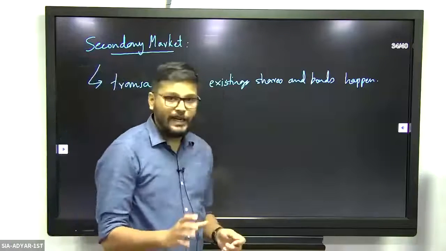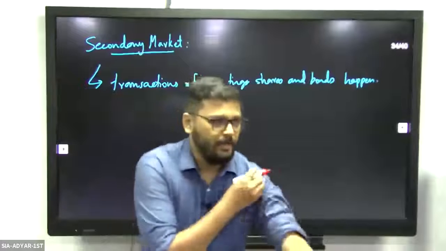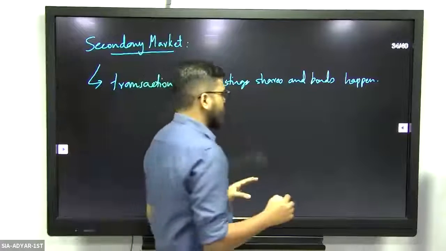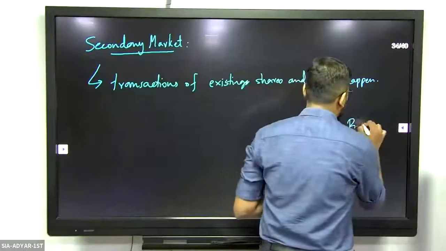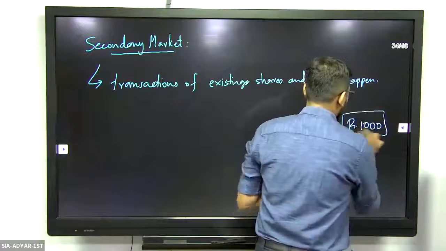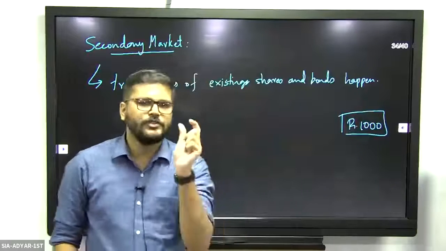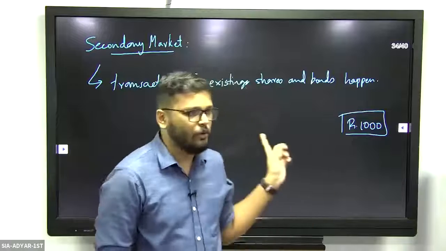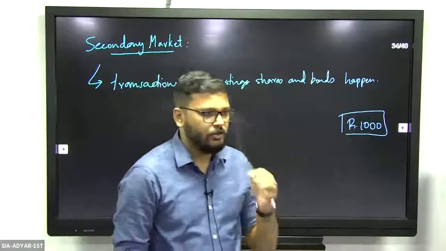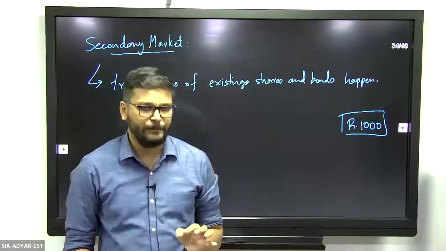Now, for the transaction to happen, let's say you bought a share at rupees 1000. This is the face value of the share. It gives you a certain percentage of ownership of that company. I told you all about that earlier when I told you about shares. This is the face value of the share.